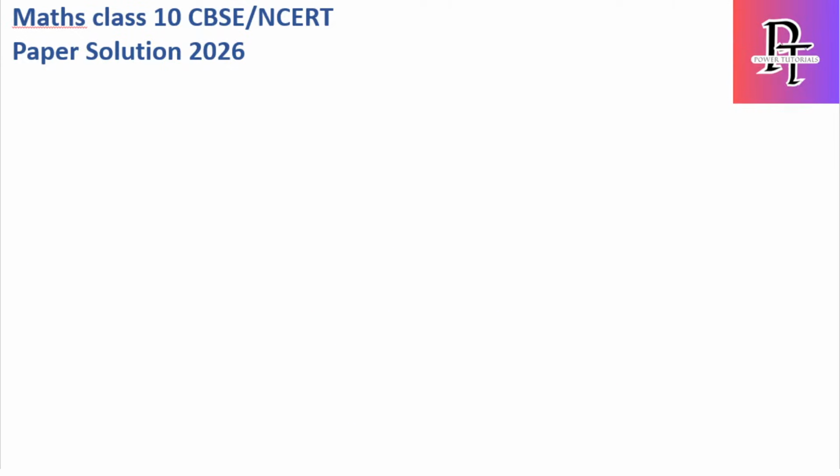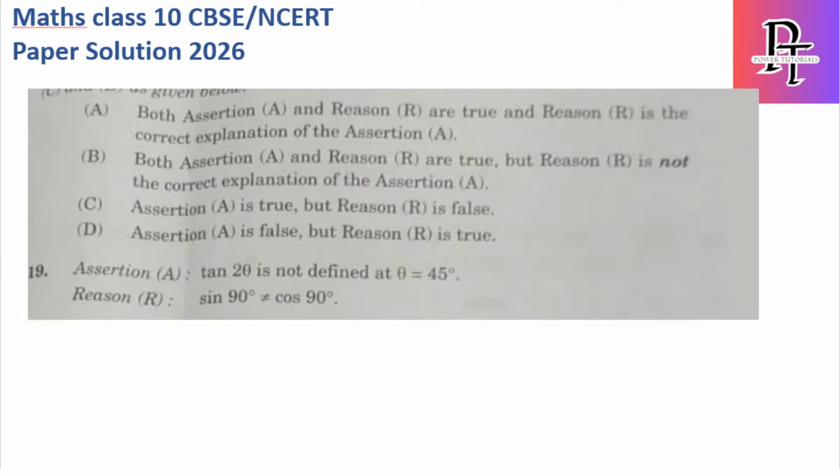Okay, let's move to the 19th. Before going to the 19th and 20th, these are assertion and reason questions, so this part is important. If both are true and the reason is a correct explanation, then the option should be A. If both are true but the reason is not the correct explanation, the answer should be B. If A is true and R is false, the answer is C. And if A is false and R is true, the answer is D. Let's see which are true and false.